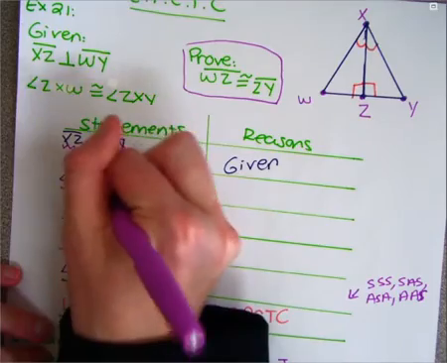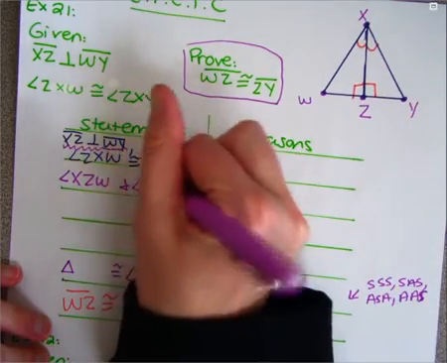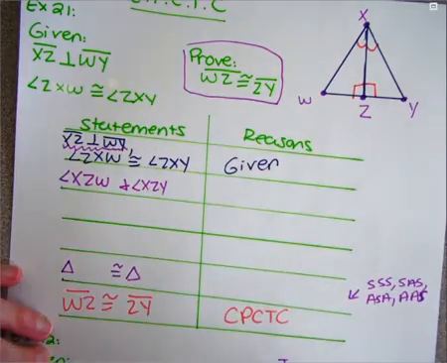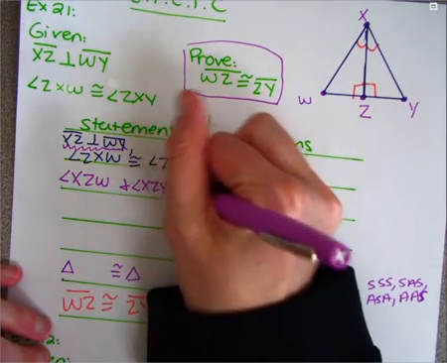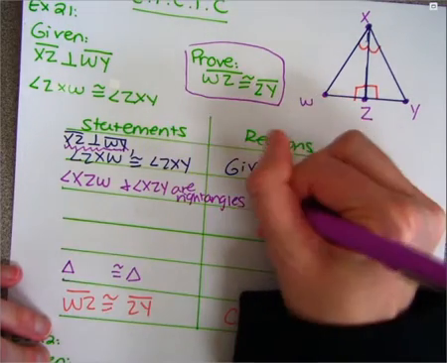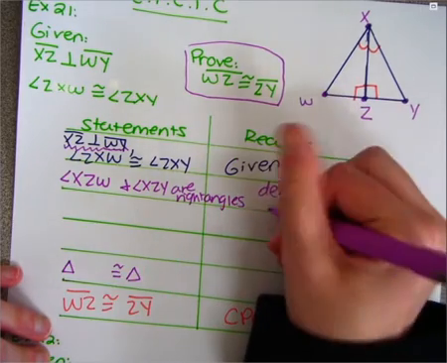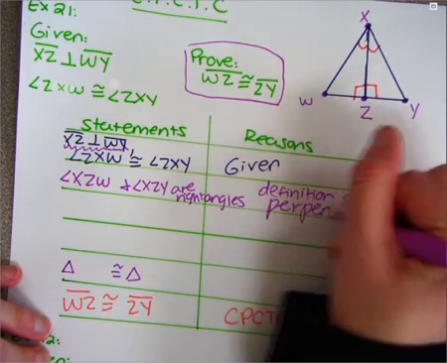So I know that angle XZW and angle XZY, and I did not save enough space, so sorry guys, are right angles. And I know that by my definition of perpendicular.